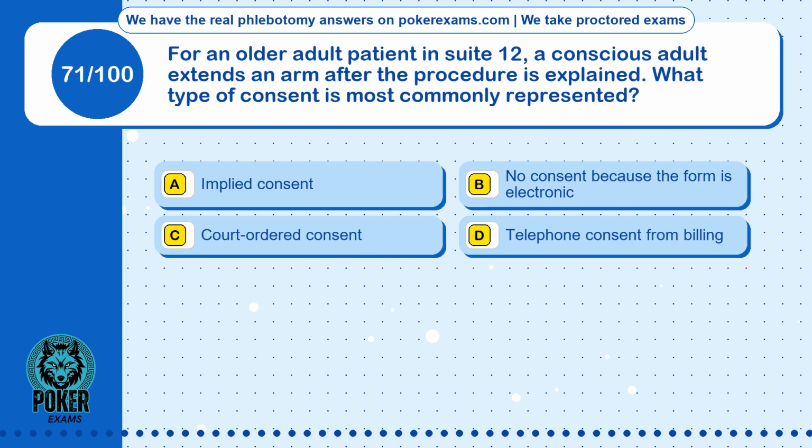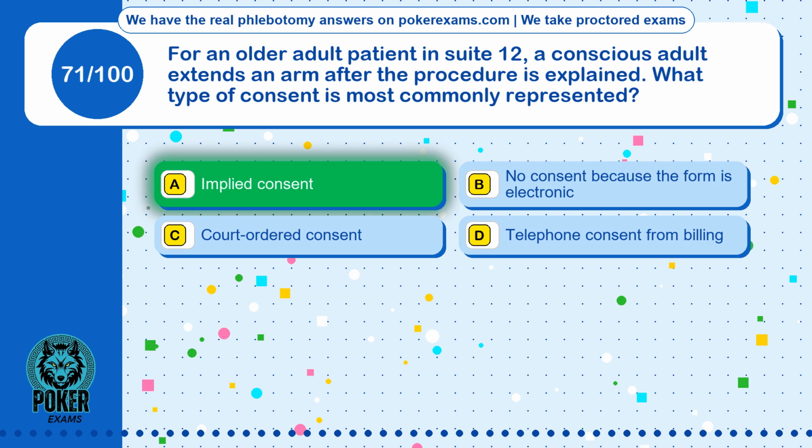Question 71. For an older adult patient in Suite 12, a conscious adult extends an arm after the procedure is explained. What type of consent is most commonly represented? Option A. Implied consent. Option B. No consent because the form is electronic. Option C. Court-ordered consent. Option D. Telephone consent from billing. The correct answer is option A.